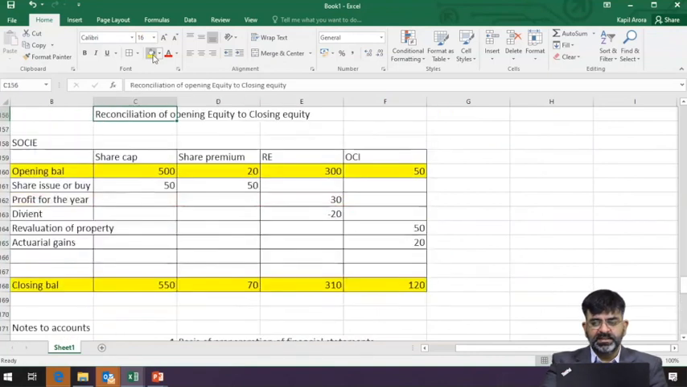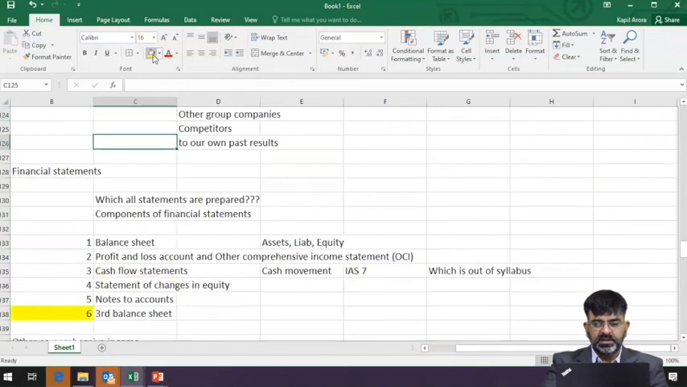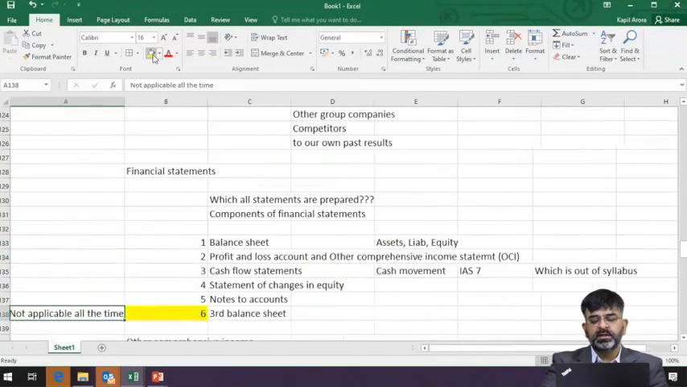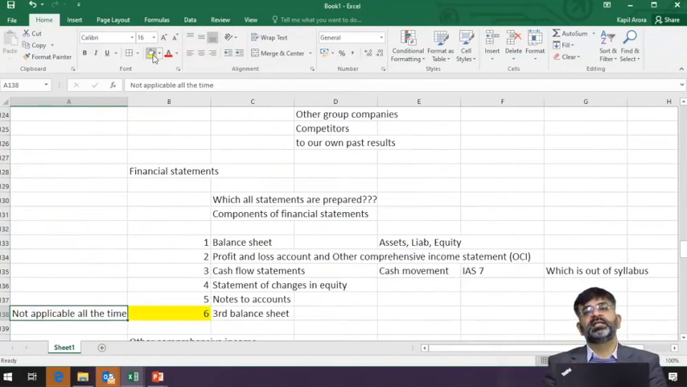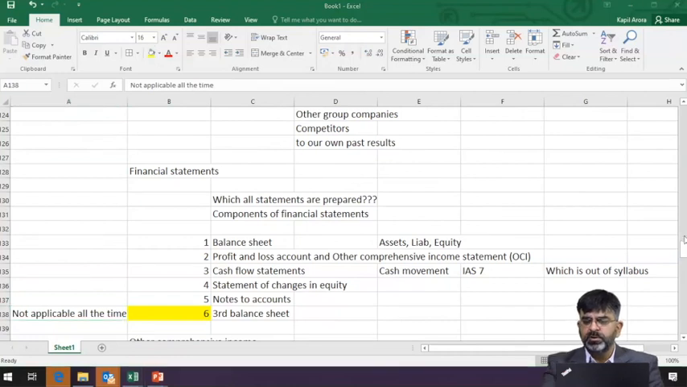So basically the sixth item which we talked about, the third balance sheet would only be prepared when two things are there: when you are changing the accounting standard, when you are changing the accounting policy, any accounting policy, or when you have prior period item, which is the previous year errors. If that is the case, then you need to prepare the third balance sheet. The normal course of business, right?